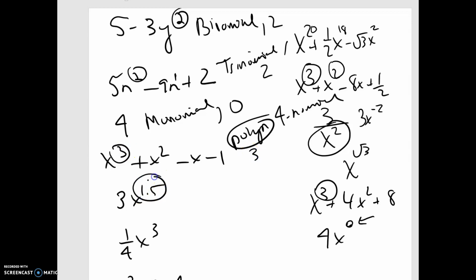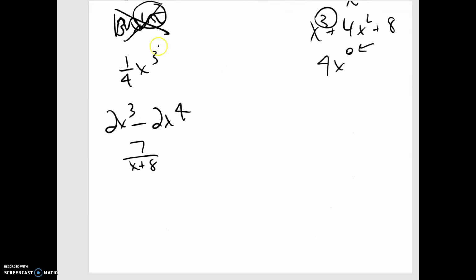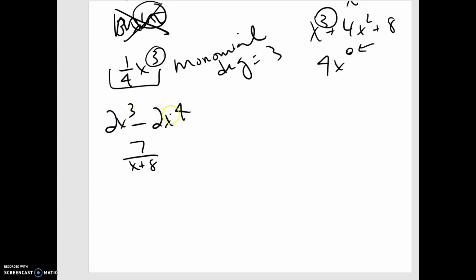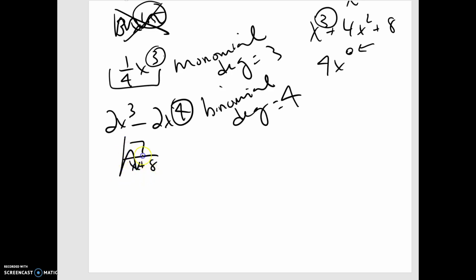The next one has an ugly exponent, not a whole number, so this one is not a polynomial. You can't have a decimal exponent. The next one has a nice exponent, so it's good, and it's 1 chunk, so it's a monomial, and the degree is 3. The next one has nice whole number exponents, and you have 2 chunks, so it's a binomial, and the degree is the highest one, which is 4. And the last one is not a polynomial again, because you can't have x's in the denominator, so this is definitely not one. All right, that's about it for that section.